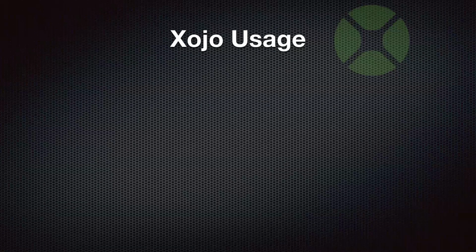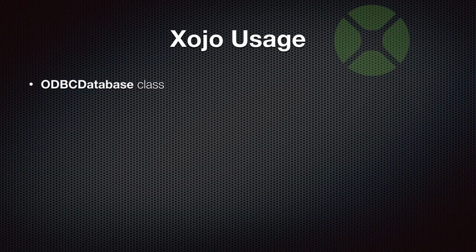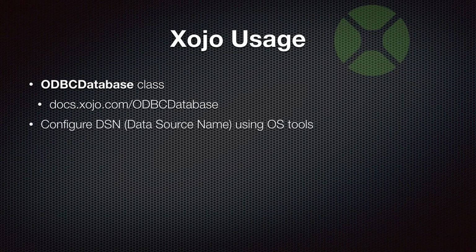So how do you use ODBC from within Xojo? Well, it's pretty straightforward. You'll need the ODBC database class. As I said, the plugin gives you access to that, which you can find the docs for it here. And then on the operating system side, you're going to want to configure a DSN, that's a data source name, to tell the driver the information it needs to be able to connect to the database.